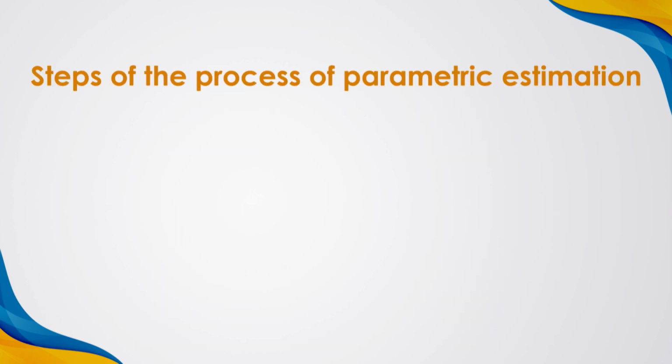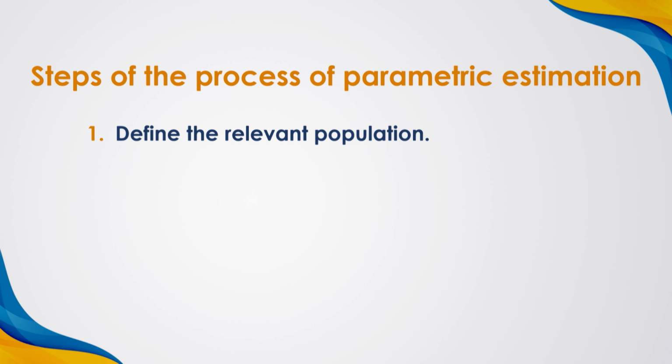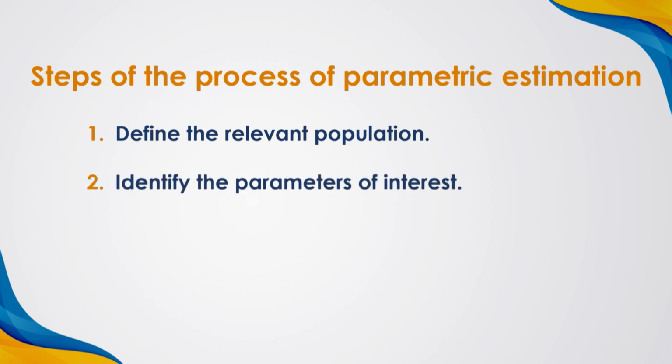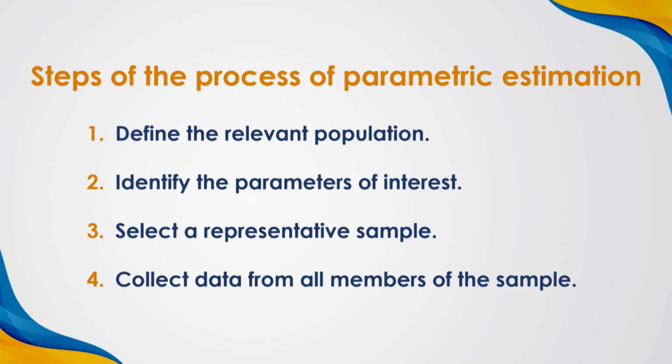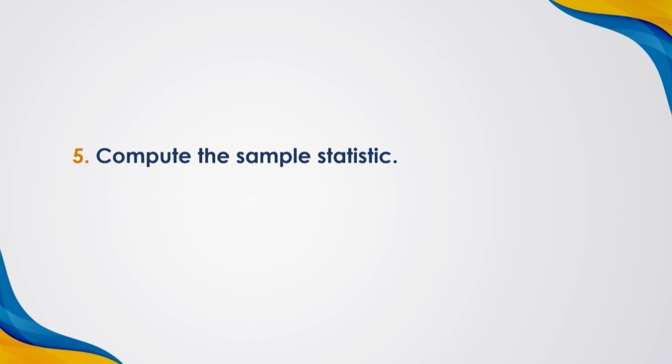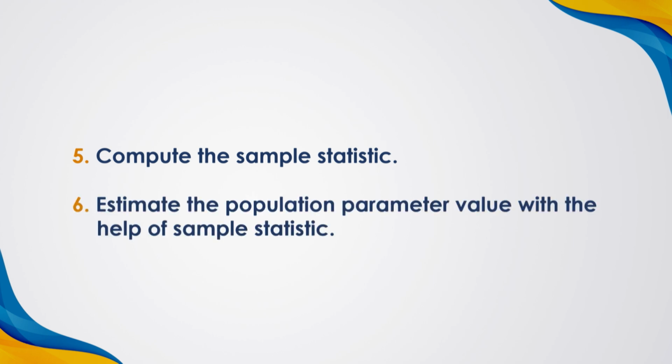Steps of the process of parametric estimation. 1. Define the relevant population. 2. Identify the parameters of interest. 3. Select a representative sample. 4. Collect data from all members of the sample. 5. Compute the sample statistic. 6. Estimate the population parameter value with the help of sample statistic.